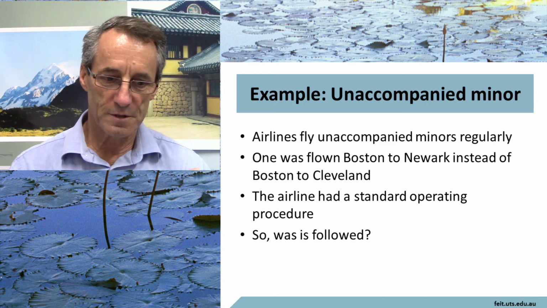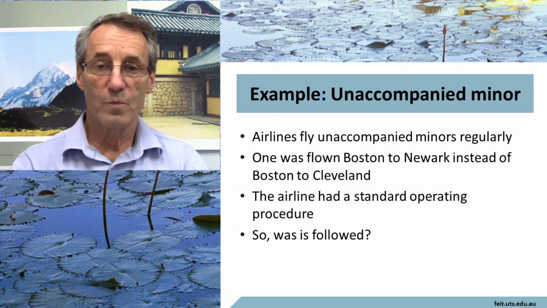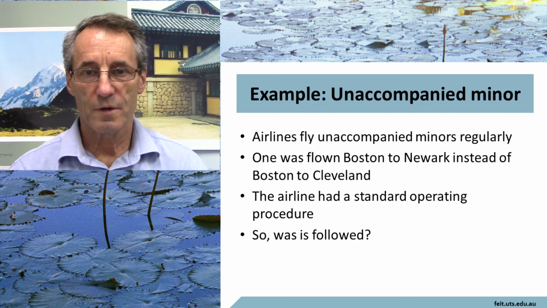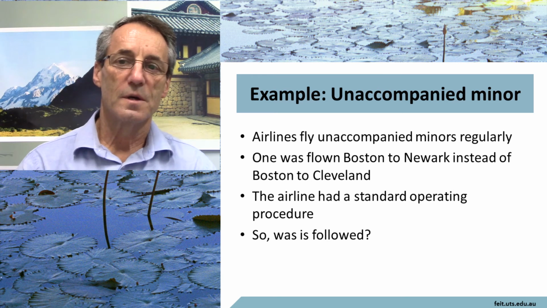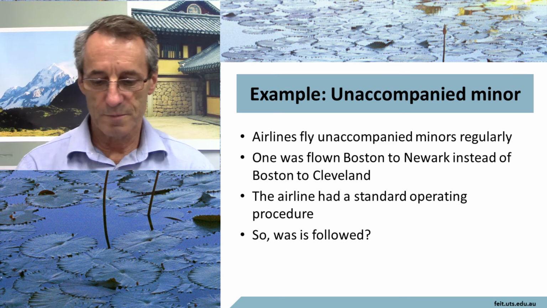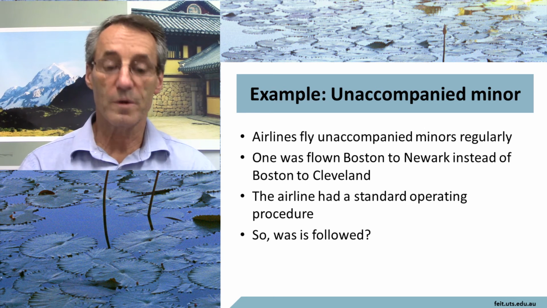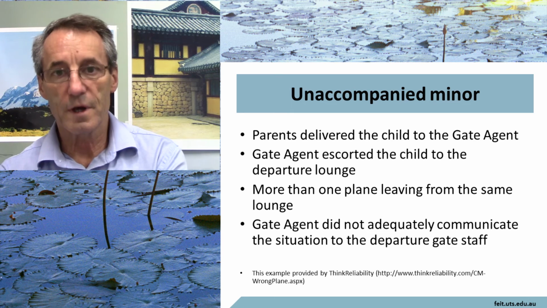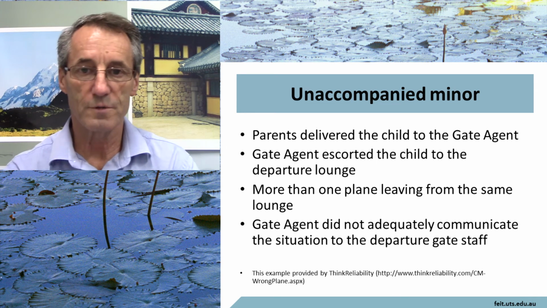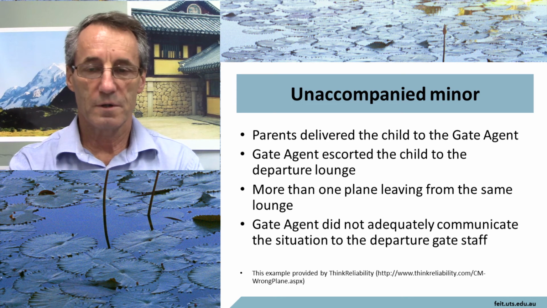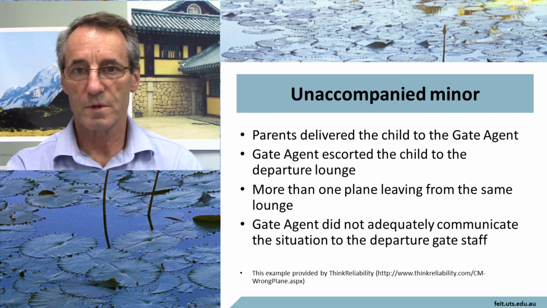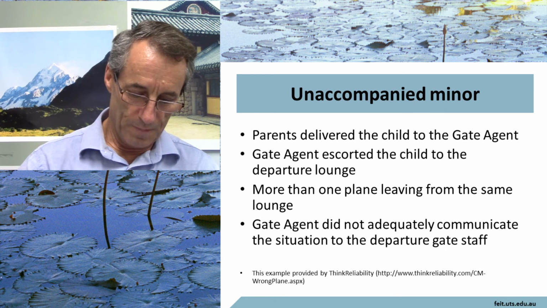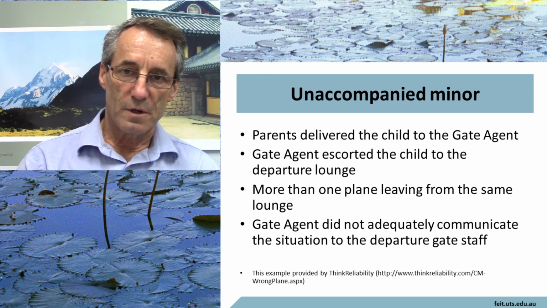So the investigation examined, said, well, we have a standard operating procedure for dealing with minors, so let's look at what happened in this case. Now you have to excuse me if I read a certain amount of this, because it's quite detailed, and the details are quite important. Now, the parents passed the custody of the child to the gate agent. This is normal. You deliver your child to the gate agent and say, okay, you've now got the child, here's his ticket, here's where they're supposed to go from and to, and here's all the details that go with it. Okay, the gate agent escorted the child to the plane.